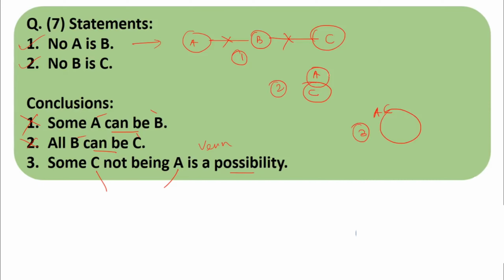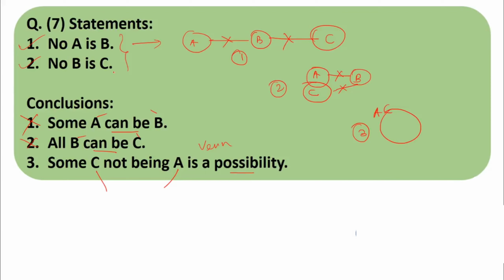Now in the second scenario, let's try to draw the diagram according to the statements. No A is B, so A and B are not connected. No B is C, so C and B again are not connected. Both statements are satisfied, right? So this is a valid diagram.